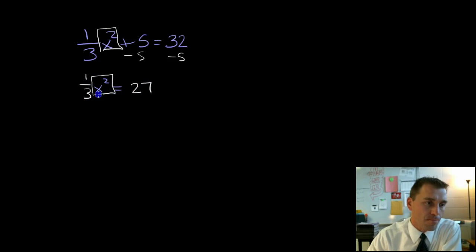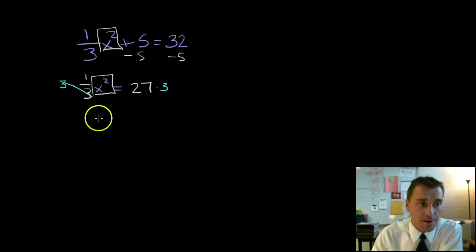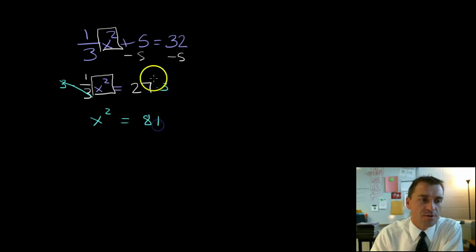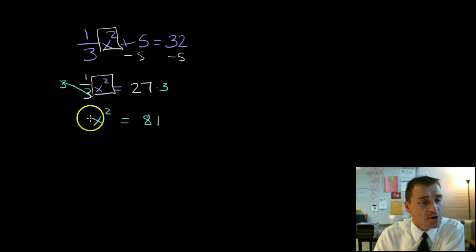Okay. So then I need to get this thing by itself first, my first goal, before I ultimately find my ultimate goal of getting x by itself. So I need to undo the 1/3. How do I do that? Well, I multiply both sides by 3, because that will clear this and make this disappear to a 1, really. So I get x squared equals 81, when you take 27 times 3. And there we go. So I have x squared.